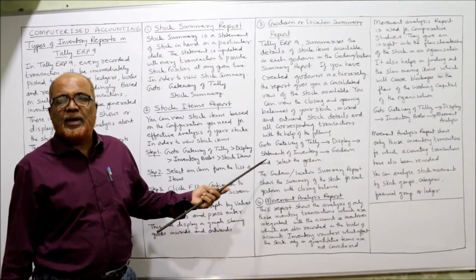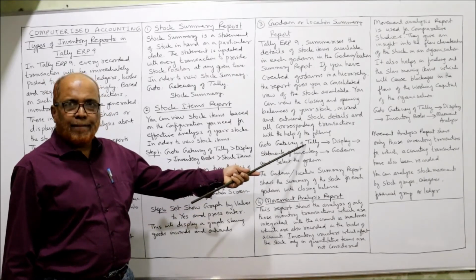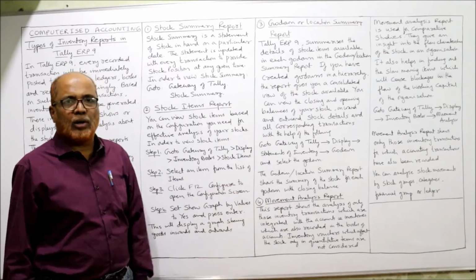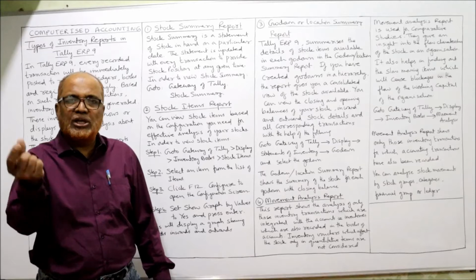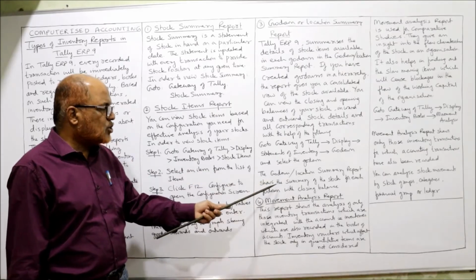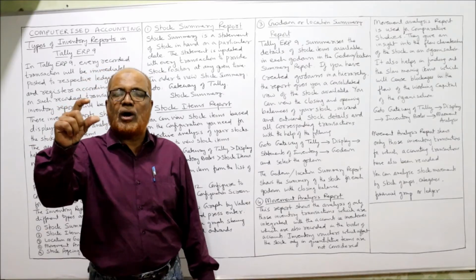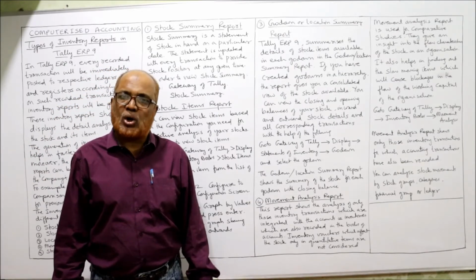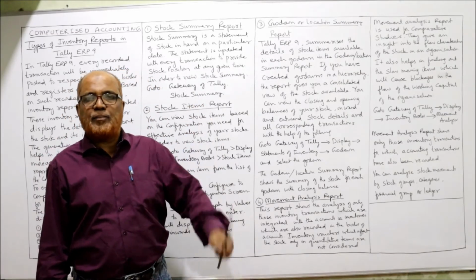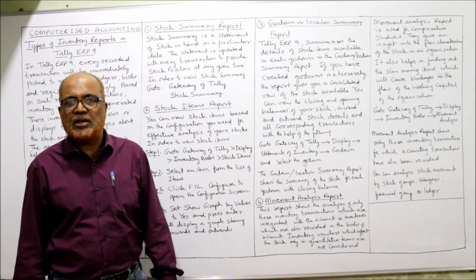Now the path for making this location or godown stock report is: go to Gateway of Tally, then select Display, select Statement of Inventory, Godowns, and select the godown. Out of the list of godowns, you select the godown for which you want the report. Then the Godown Location Summary report shows the summary of stock for each godown with closing balances. So for every godown, we can get the closing balance of stock. So three reports I have explained to you. First, stock summary report. Second, stock items report. And thirdly, godown location report.